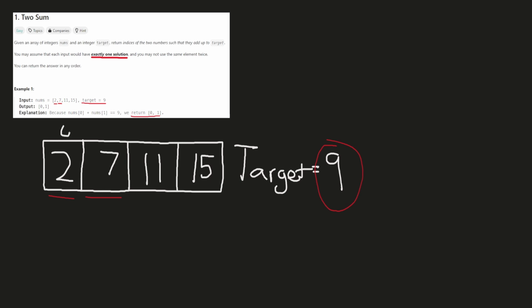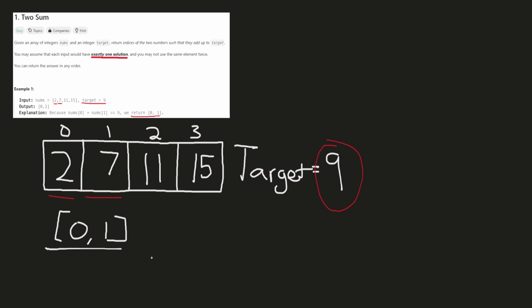So here we have 0, 1, 2, 3. These are the indexes of each of these numbers placed in the array. So we would want to return, because 2 and 7 is our answer for this problem, we want to return the indices, which is an array of 0 and 1. That is our answer. Let's start with the simple brute force solution.